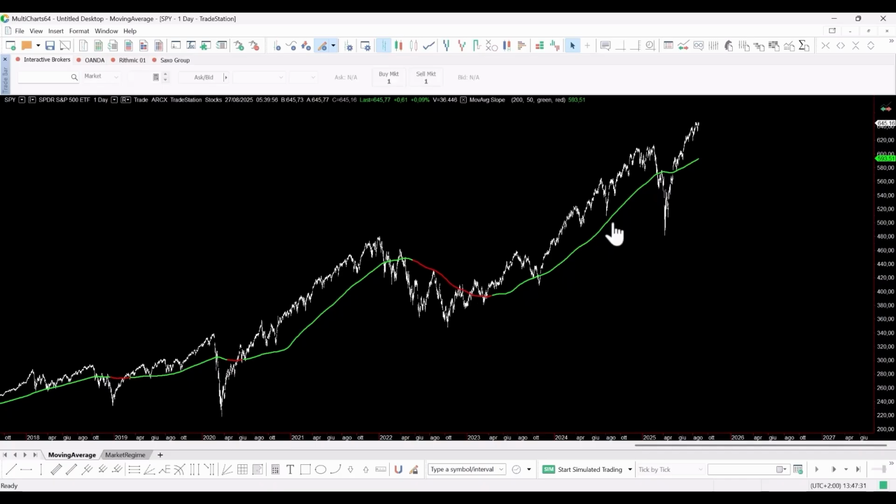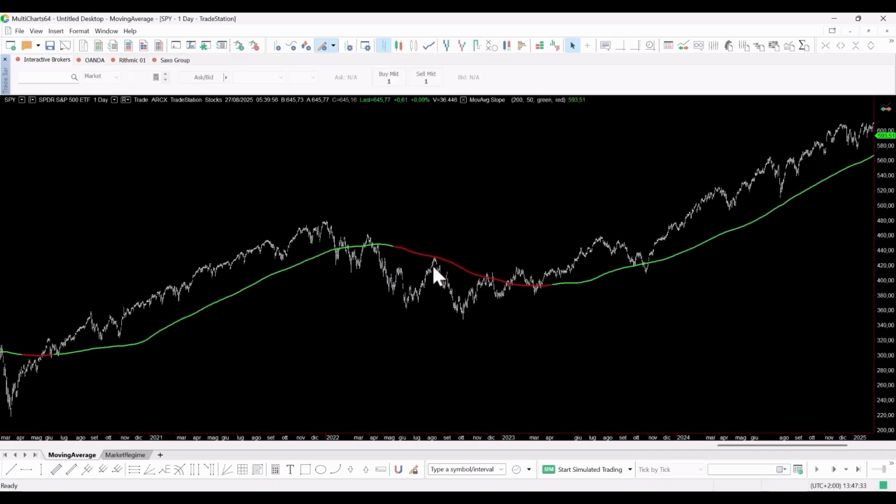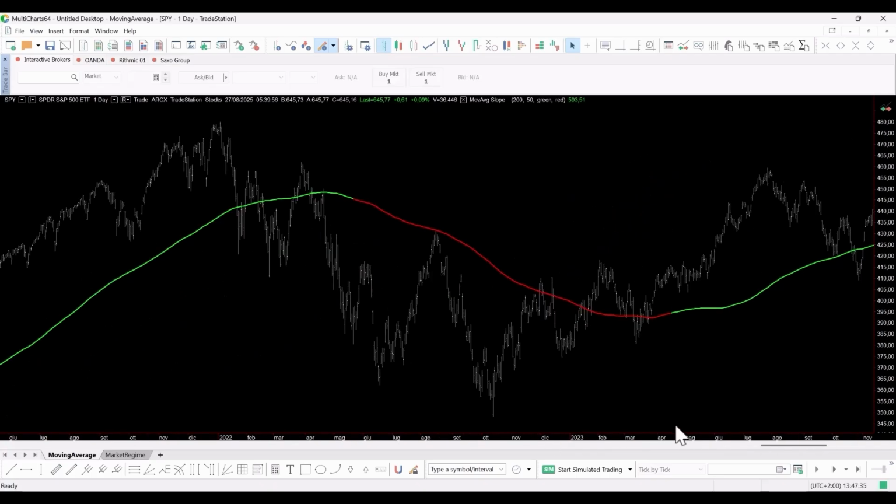Naturally, green indicates a bullish market regime, while red indicates a bearish market regime. So how did I determine the color, or in other words, the market regime we're in? I calculated the slope of this moving average over another reference period, in this case 50, referring back to the widely used 50-period moving average.